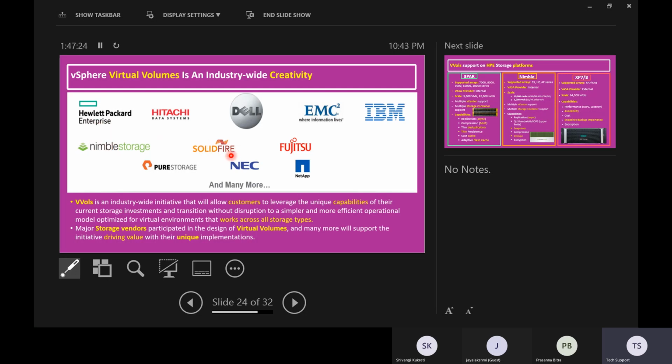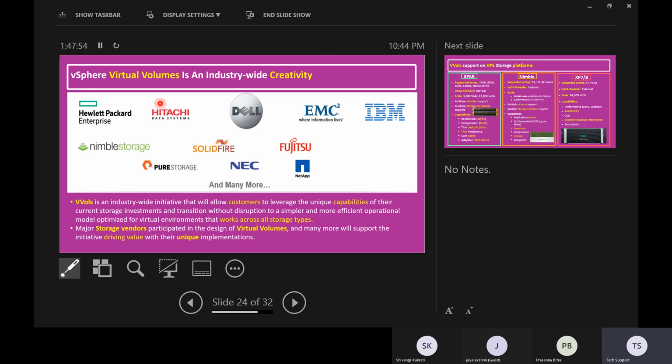And SolidFire, Fujitsu, Pure Storage, NEC, NetApp. These are all the most popular storage vendors. They are releasing storage VASA provider software specifically for virtual volumes. The most popular ones I highlighted here, not limited to these, and many more. And where can we find which vendors are releasing storage-supported virtual volume software? We can find it on the VMware website.